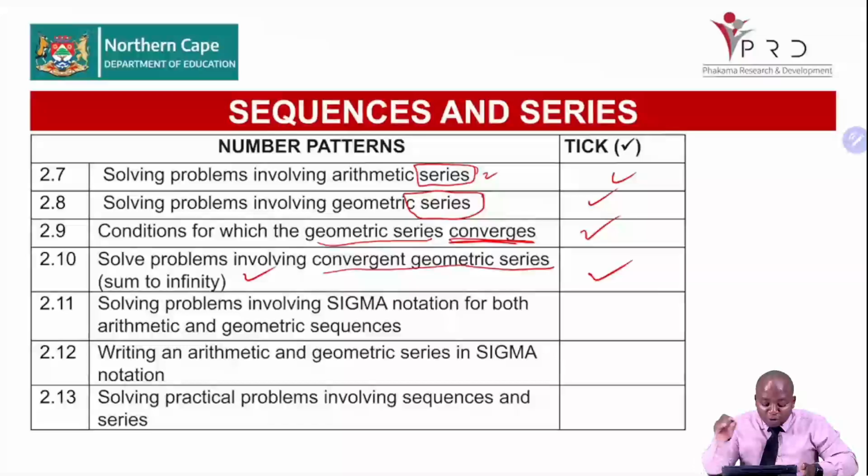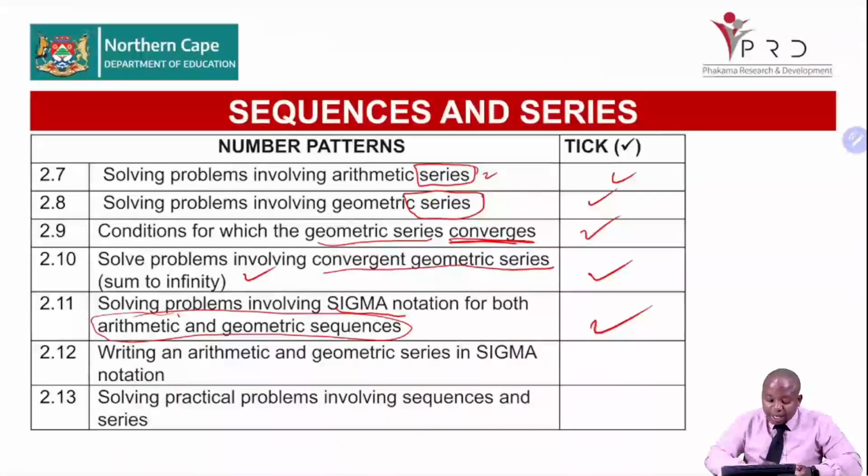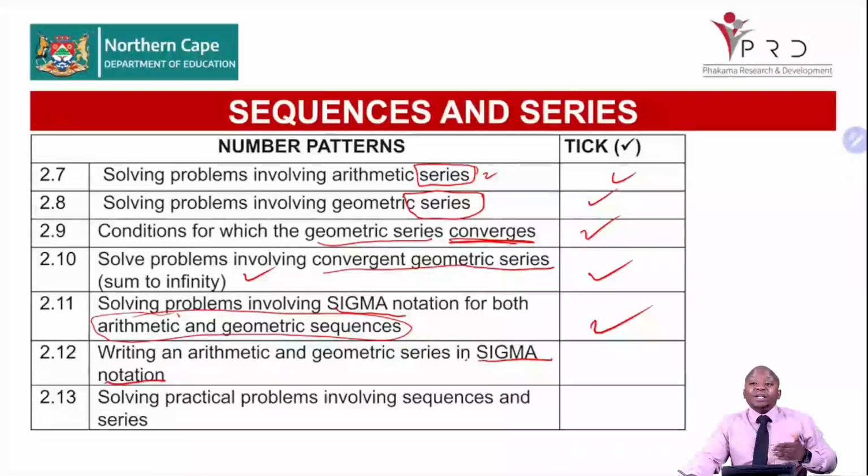Am I able to solve problems involving the sigma notation, to say, I am evaluating the sigma notation for both arithmetic and geometric sequences? Am I able to now take an arithmetic and geometric series and write it in sigma notation? So this is two things under sigma. You are given the sigma, you are going to evaluate the sigma, whether it is arithmetic or geometric, or you are given an actual series, you have to represent that series, whether it's arithmetic or geometric, in sigma notation. Number 2.13.